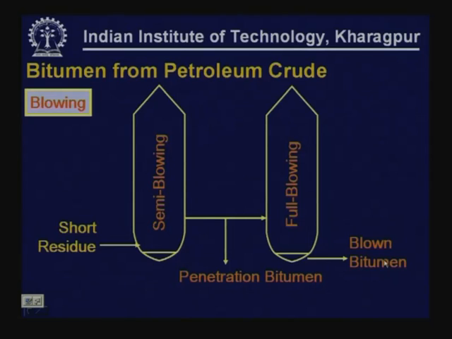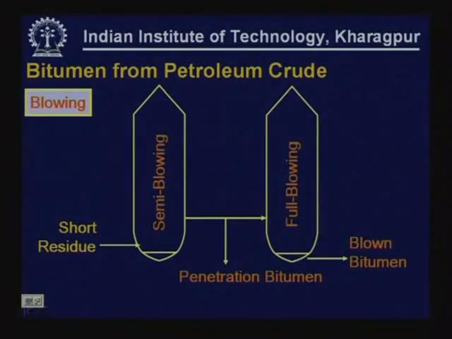As we see here, short residue often has to be blown to get the commonly used pavement grade bitumens. Blowing is the process of, as I told you earlier, blowing air into the bitumen when it is in hot condition. But we normally go for semi blowing to obtain penetration grade bitumens. We also go for further full blowing.